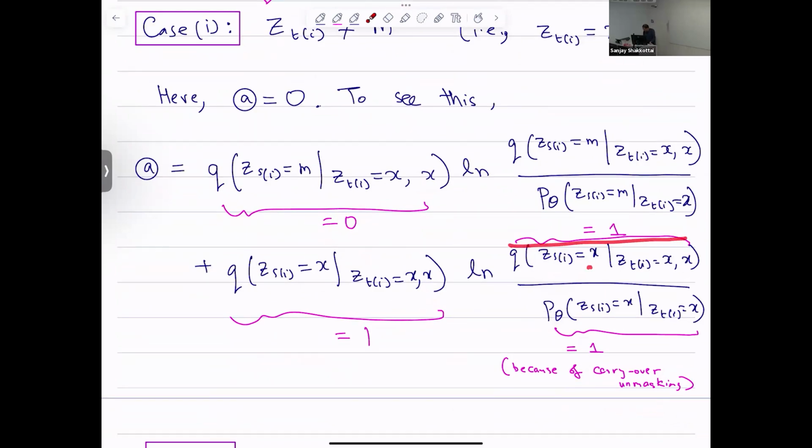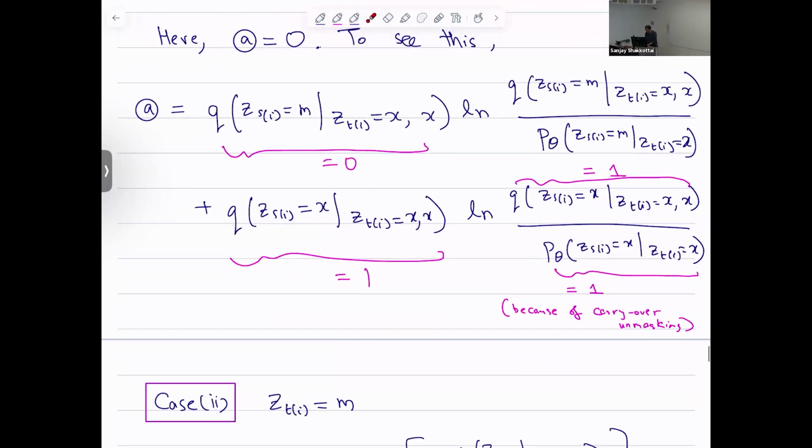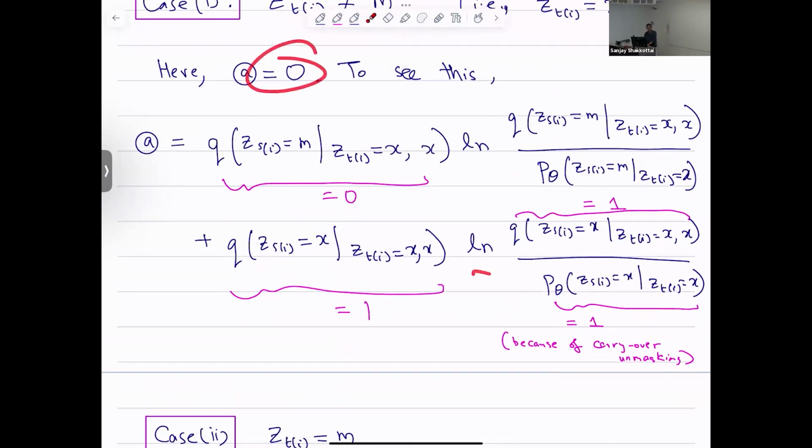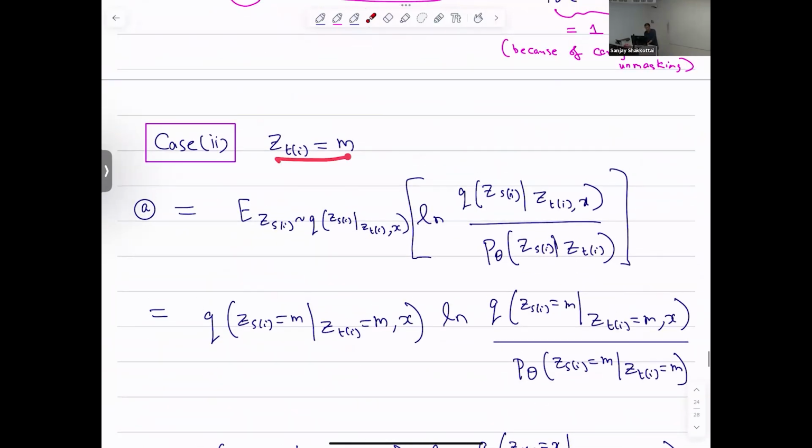Zs is x, given Zt is x and x. So this is 1. And now the carryover unmasking implies that this also has to be 1. This is the parameterization. So we will force this to happen by supervising the loss there. That's what this carryover unmasking is forcing. And therefore, log 1 by 1 is 0. So A is log 1, which is 0. So the A term happens to be 0. Okay. Case 2, Zt is mask.